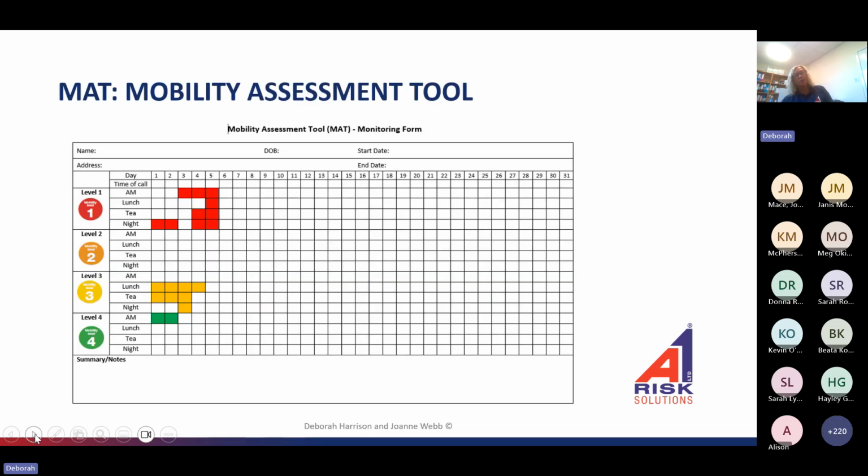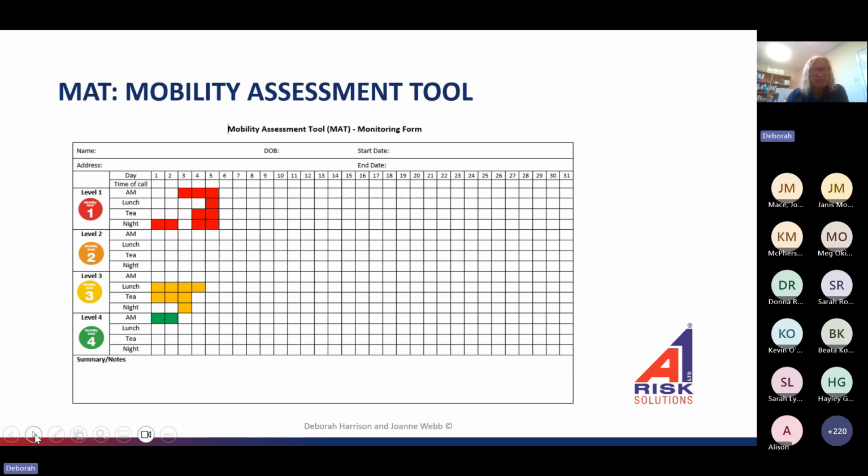So here's the tool, and this is the tool completed or semi-completed. I'll just talk you through it. What we've got here is name, address, date of birth, those demographics, and then across the top you've got days of the week, so day 1 to day 31.